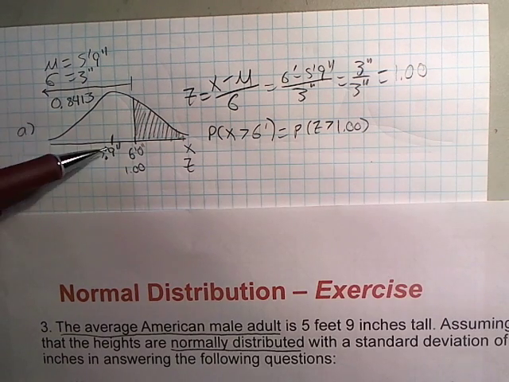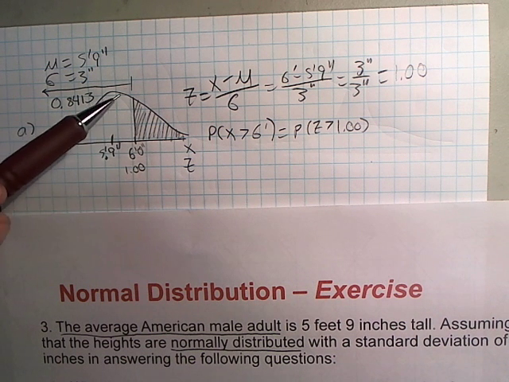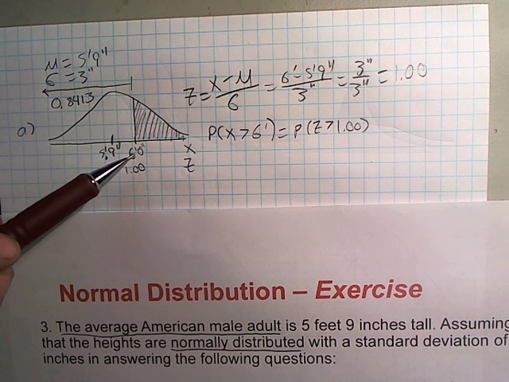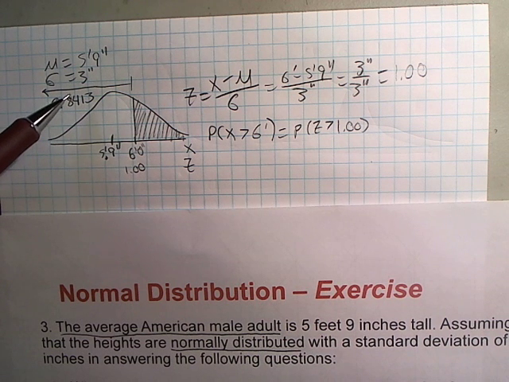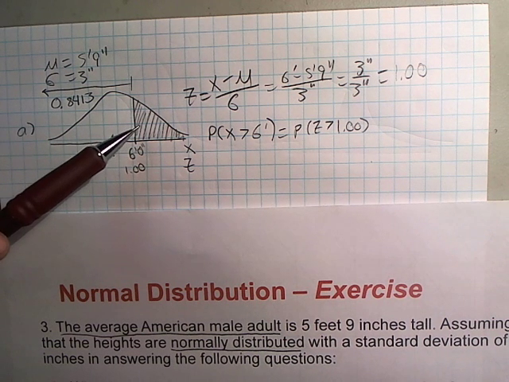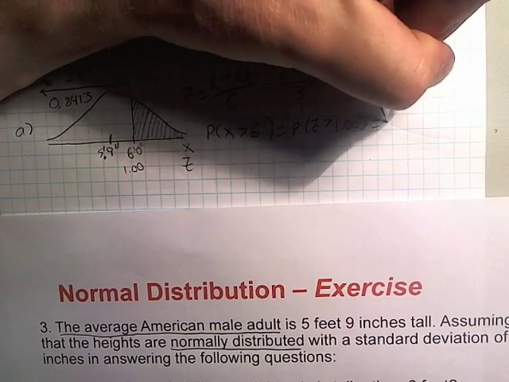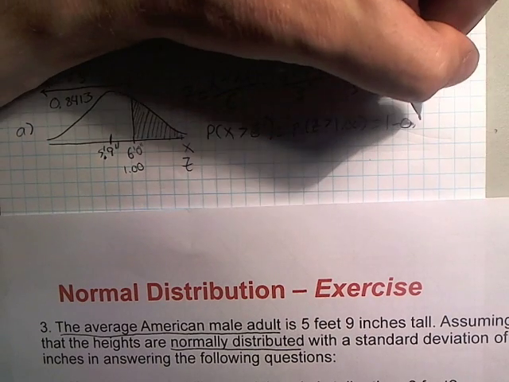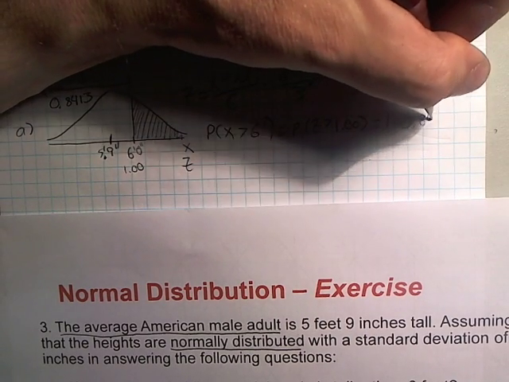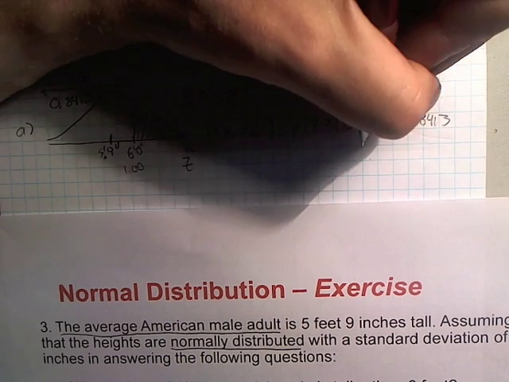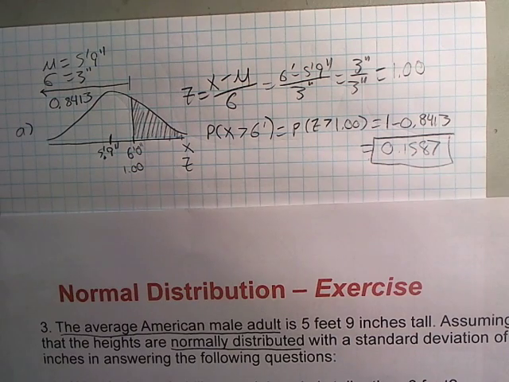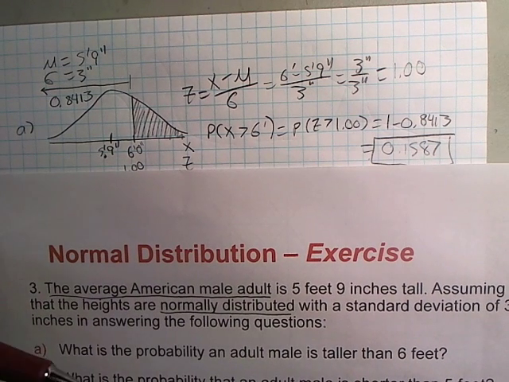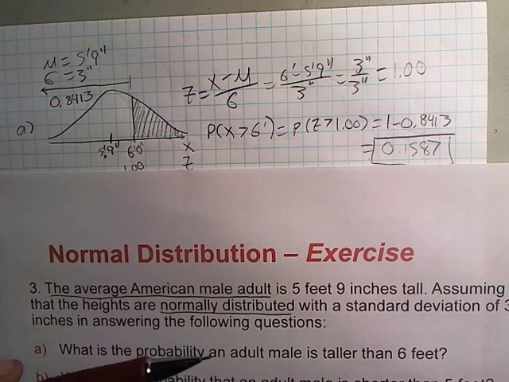Lining that row and column up gives me an area to the left of 0.8413. So what we've just found is that the area to the left of the value that is of interest is 84.13%. However, we're interested in the area to the right of that, so we're going to simply subtract that value from 1, and the answer to this question is that the probability that an adult male is taller than 6 feet is 15.87%.